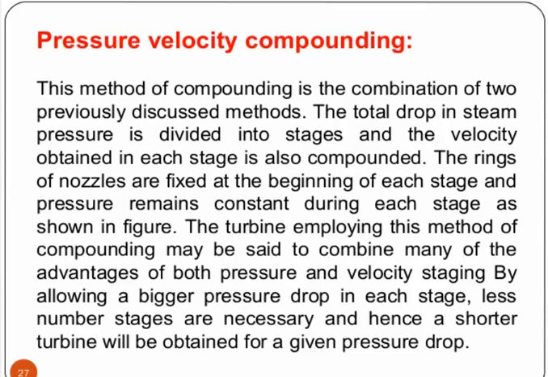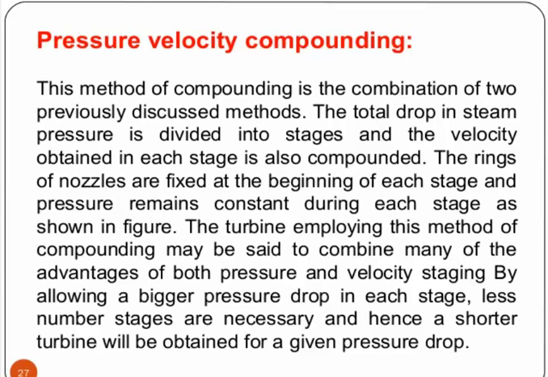Now we have the pressure velocity compounding. This method of compounding is the combination of two previously discussed methods. The total drop in steam pressure is divided into stages and the velocity obtained in each stage is also compounded. The rings of the nozzle are fixed at the beginning of each stage and pressure remains constant during each stage, as shown by the figure in the next slide.